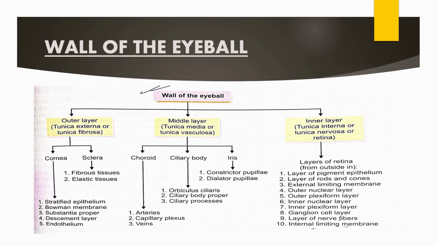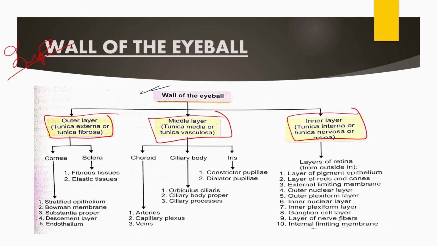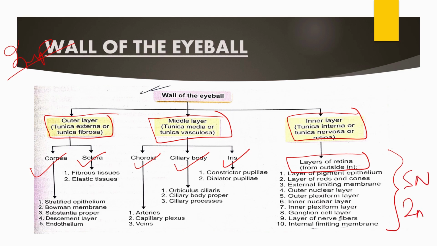So let's begin. First, we have the wall of the eyeball. The wall of the eyeball mainly comprises three main layers: the outer layer, middle layer, and inner layer. The outer layer is also known as tunica externa, the middle layer as tunica media, and the inner layer is called tunica interna. The outer layer comprises the cornea and sclera, the middle layer the choroid, ciliary body, and iris, whereas the inner layer comprises the layers of retina. Please note, layers of retina can be asked as a short note for 2 marks.